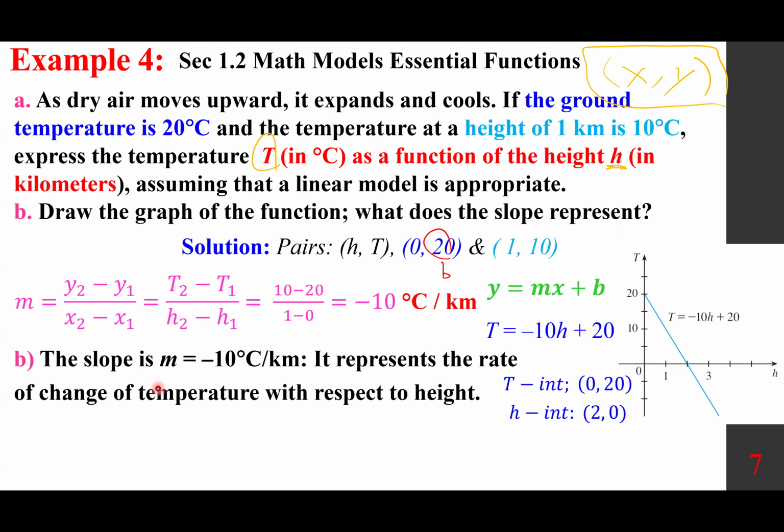The slope, or m, is negative 10 degrees Celsius per kilometer. It represents the rate of change of temperature with respect to height. As you recall, slope is the average rate of change of y with respect to x. We talk about x, y in this format. Now that we have h and t, that represents the average rate of change of t with respect to h. That's exactly the same as that. We are changing just the variables accordingly.